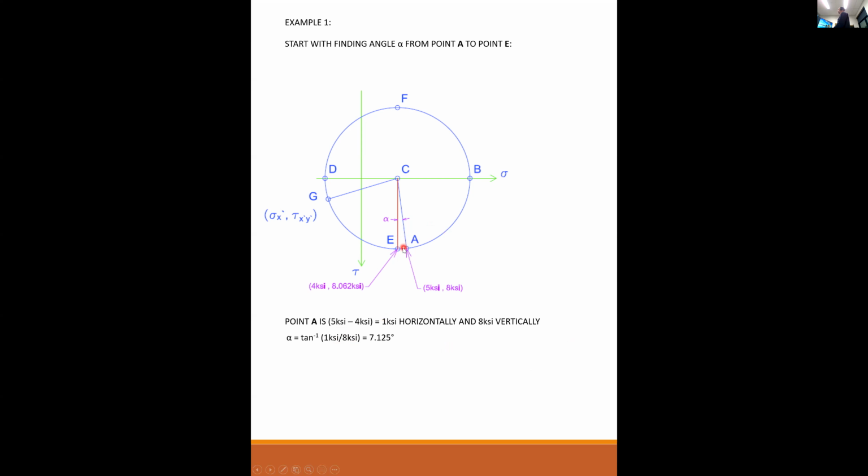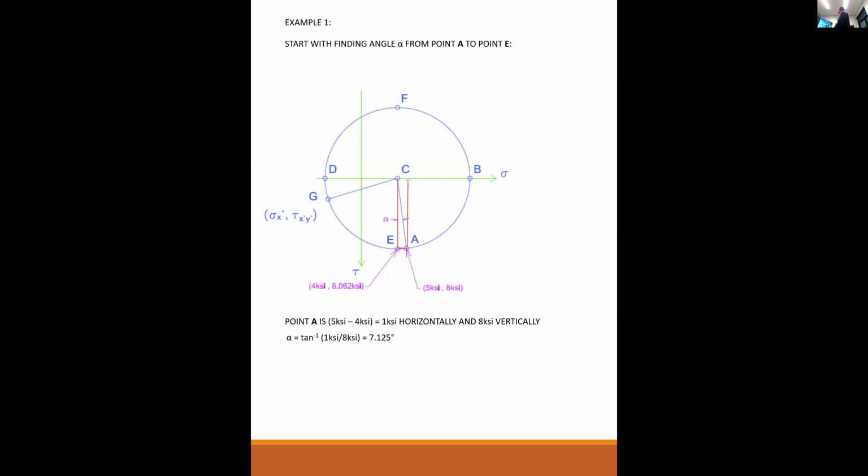Okay, so what we did is we're drawing, actually I can draw it in there if that's a bit confusing. Now watch, I draw it in there and then this is the next slide. Horizontally, this is 1 KSI. Vertically, this is 8 KSI. And so see how this forms that triangle? So I have opposite over adjacent is equal to the tangent of the angle of the triangle. So that's how I got inverse tangent. 1 over 8 gives 7 1/8 degrees. So that gives me alpha.